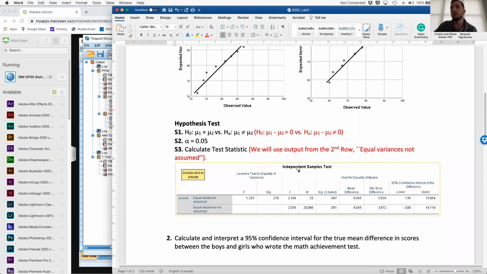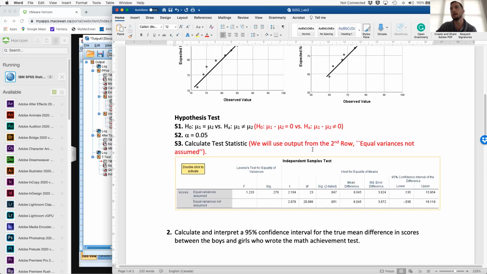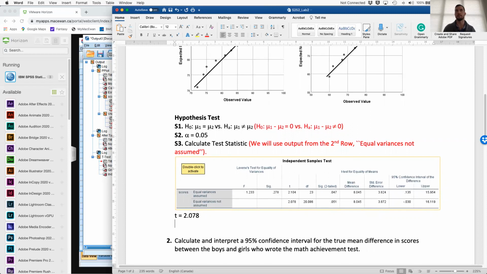Now, if you have learned about the pooled or heard of the pooled 2-sample t-test before, the first row of output is the output from the pooled version of the independent 2-sample t-test. But again, we're studying the non-pooled procedure. So our output was going to correspond to the second row. So with that being said, our test statistic here is going to be 2.078.